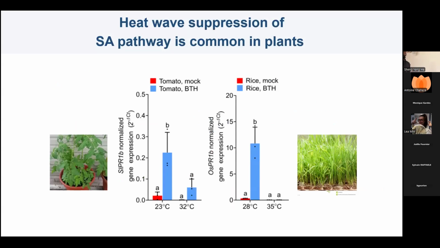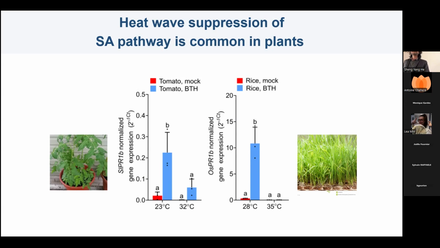And heat wave suppression of SA pathway is common. So not just in the crucifer that I just showed you. We did a tomato, I think the tomato here, and rice. They, of course, grow at different temperatures. So you have to raise temperature above their normal range. And you can see suppression of SA responses. So it's probably quite a universal phenomenon. You may ask why. I don't have an answer. So just keep that question to yourself.